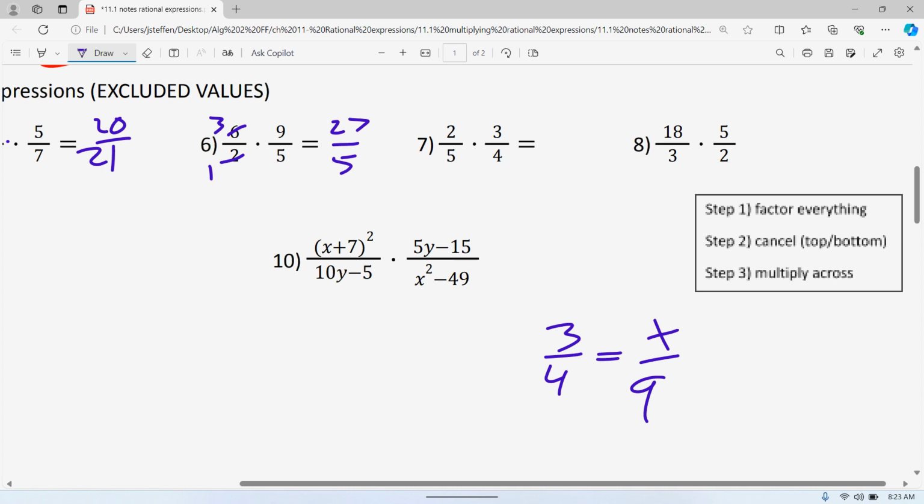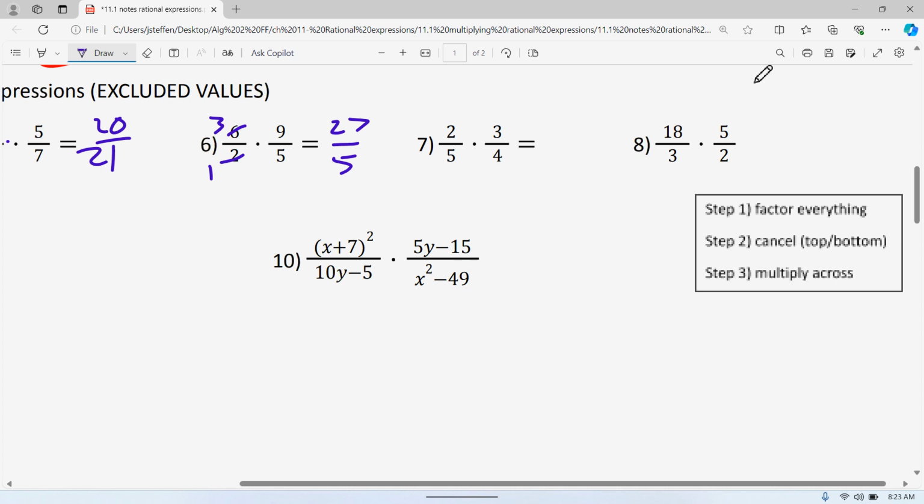3 times 9 is 27. 4 times x is 4x. That's cross multiplying. We only do that if it's equal to each other. You do not cancel those out to have a 3 here. That's when you reduce, with multiplying. The good news is, if that confuses you, you do not do any cross multiplying in this lesson. I think this whole chapter. But cross reducing is what we're going to do today.